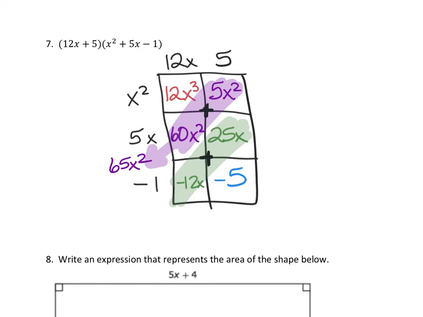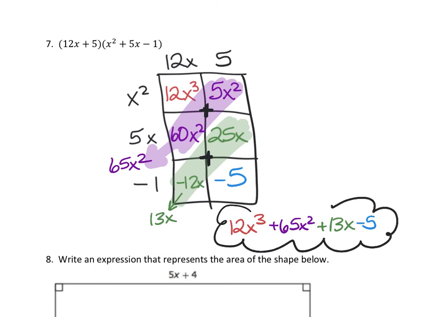And since I'm adding 25x and negative 12x, that would be 13x. If you don't trust me, consult a calculator. Don't let computation be the thing that messes you up. Our final polynomial here, not called a trinomial because there's going to be 4 terms, is 12x cubed plus 65x squared plus 13x minus 5. That's our polynomial product for the binomial and trinomial.